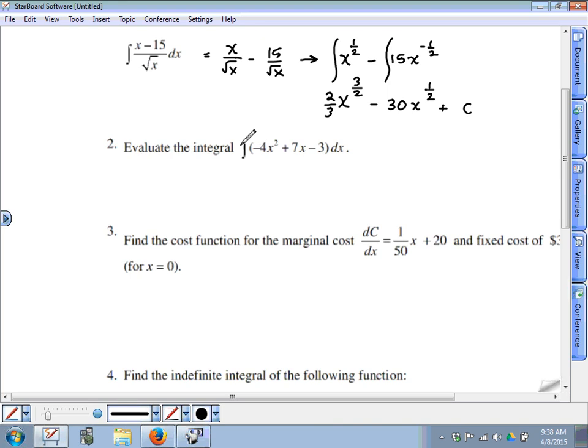Now, pretty easy one here. Rather than taking the integral of the entire expression, you can take the integral of each term separately, like this. So here you're going to have negative 4x to the 3rd over 3 plus 7x squared minus 3x.